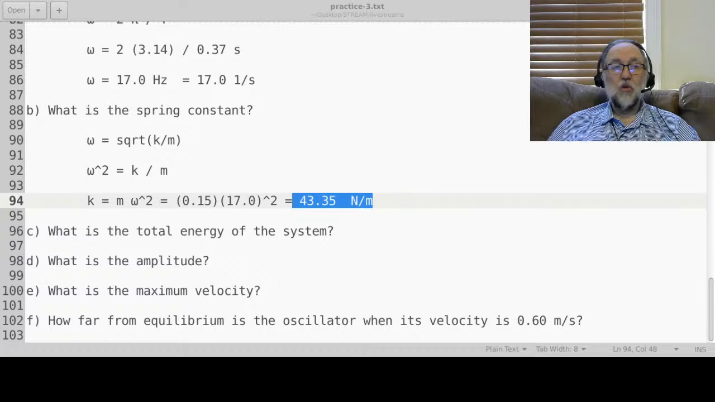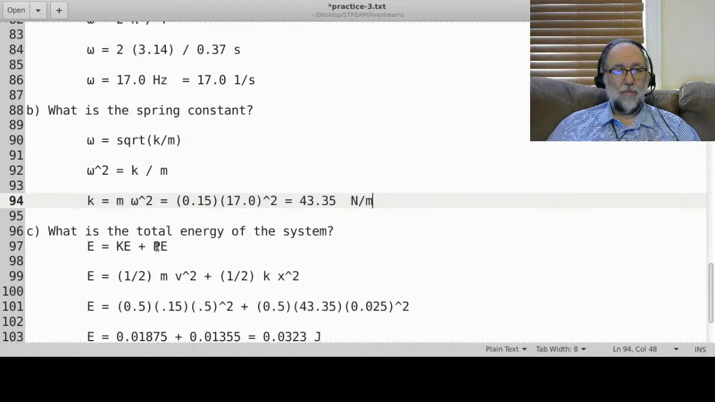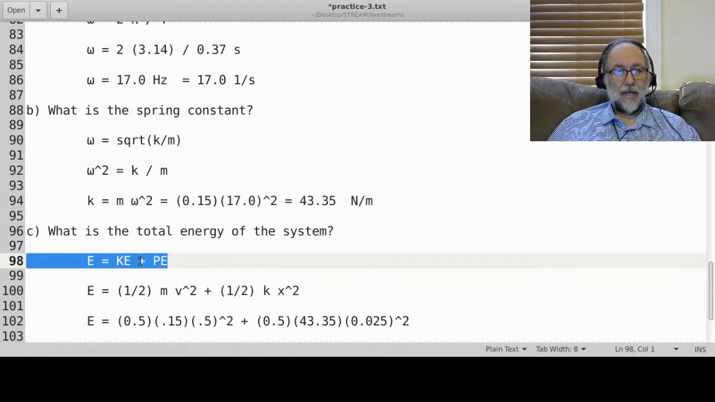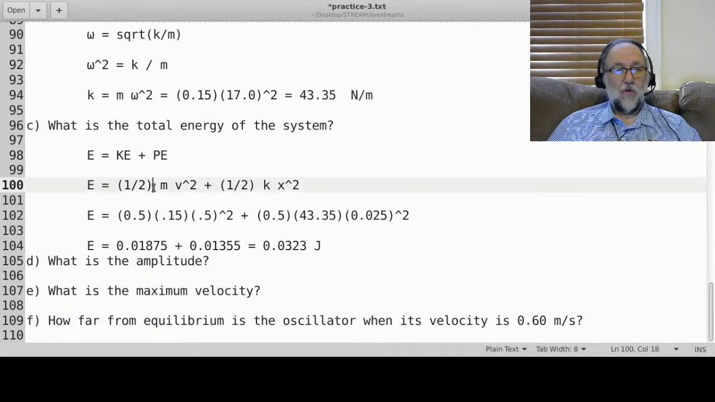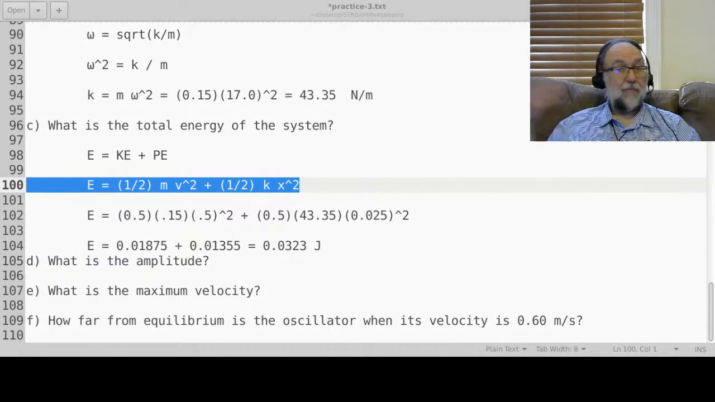Okay, what's the total energy of the system? So now for that one, of course, energy is always given by the sum of the kinetic and the potential. But in this case, we've got the oscillator this way. There's no real gravitational potential energy, and so it's all either kinetic energy or potential energy due to the spring. Okay, and so here's the formula. It looks like the one we had above, but no mgh. All right, so 1/2 mv squared plus 1/2 kx squared.